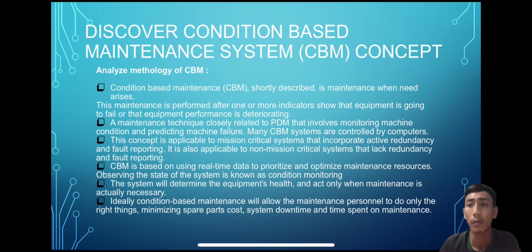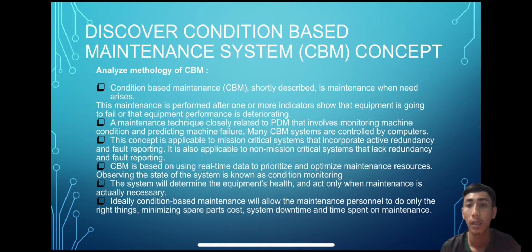Many CBM systems are controlled by computer. Next, this concept is applicable to mission critical systems that incorporate active reporting and fault reporting. It is also applicable to non-mission critical systems that lack reporting and fault reporting. Next, CBM is based on using real-time data to predict and optimize maintenance resources. Observing the state of the system is known as condition monitoring.